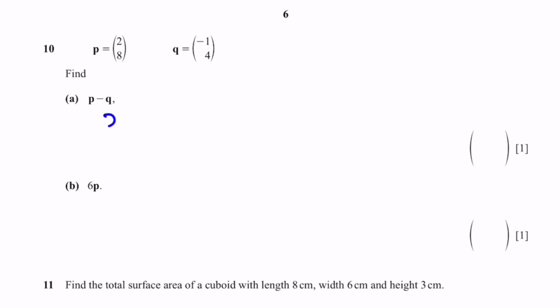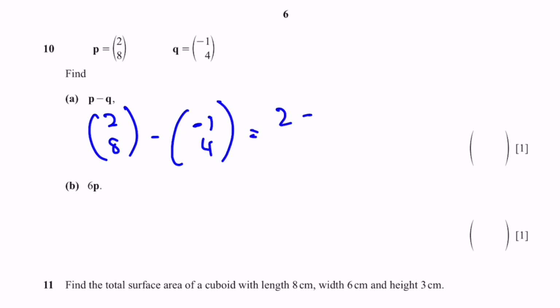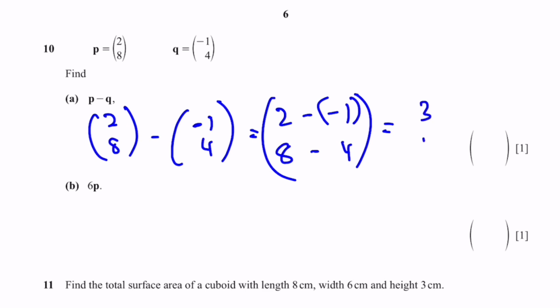That means (2, 8) minus (-1, 4). That's equal to 2 minus -1 and 8 minus 4 in one vector. It's equal to (3, 4). That's the answer.